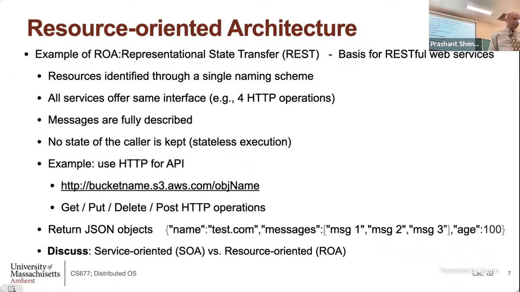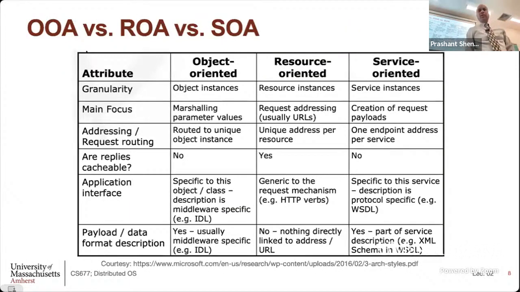So that's resource-oriented architecture, and perhaps you have heard of yet another one which I did not actually introduce, called service-oriented architecture. That's quite common in industry to build applications as service-oriented architecture. I didn't talk about it yet, but I'll quickly describe it on this slide. It shows three columns: object-oriented, resource-oriented, service-oriented.